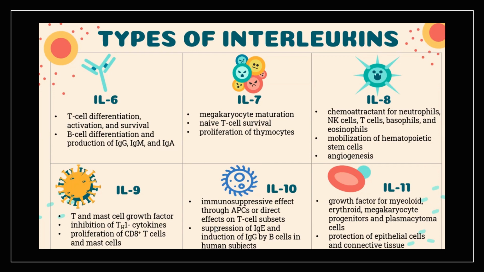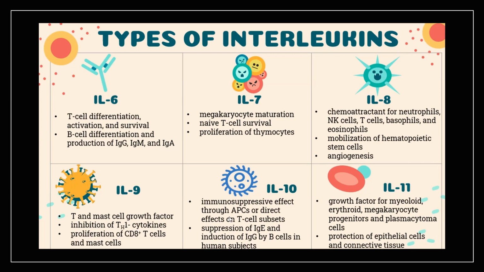Next would be the interleukin 7, which originates from the stromal cells of red bone marrow and thymus. They are targeting developing B and T lymphocytes, mature T cells, NK cells, and innate lymphoid cells. They have specific functions such as megakaryocyte maturation and naive T cell survival, along with proliferation of thymocytes.